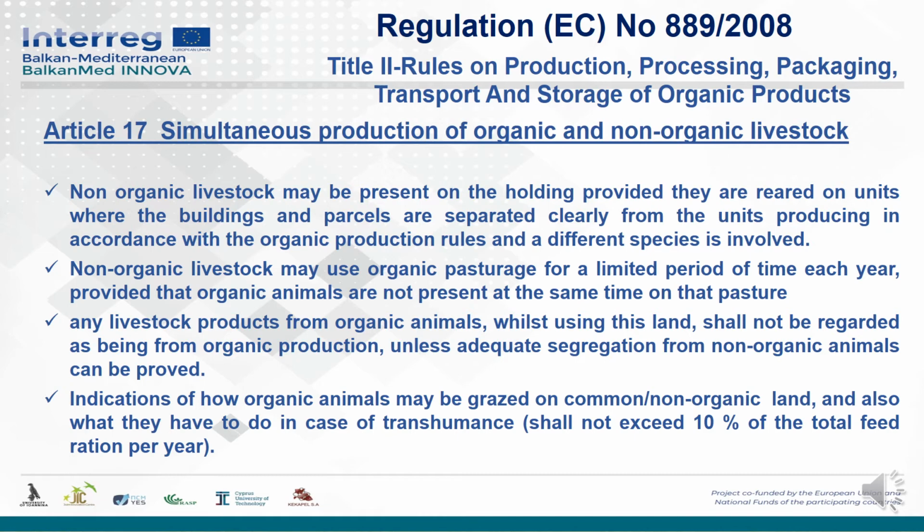Indication of how organic animals may be grazed on common non-organic land, and also what they have to do in case of transhumance, shall not exceed 10% of the total feed ration per year.